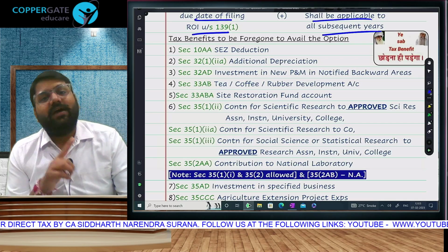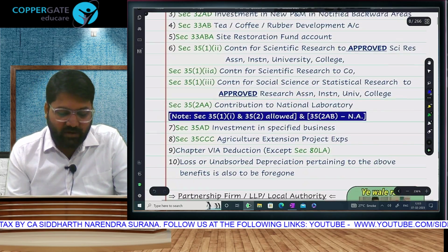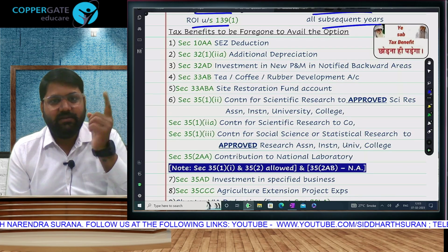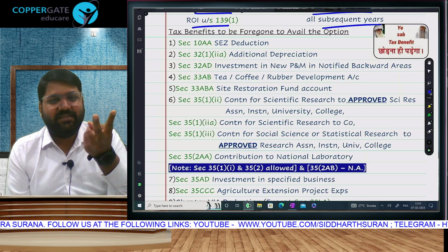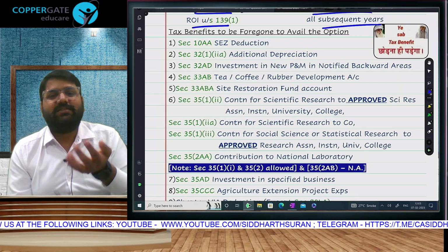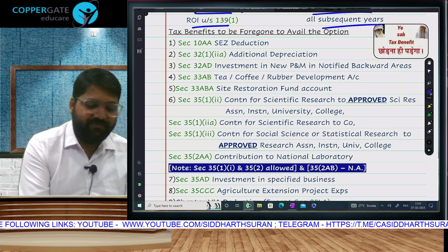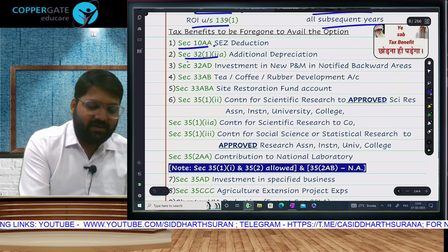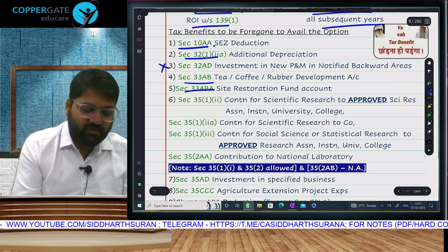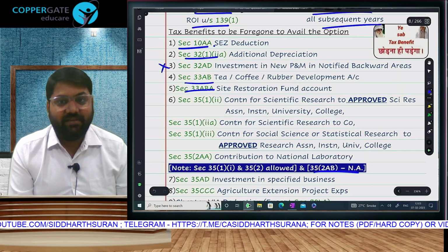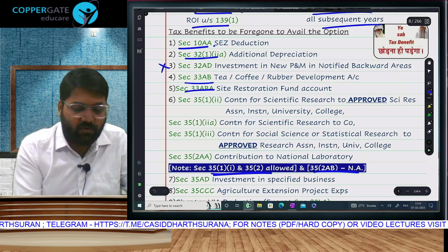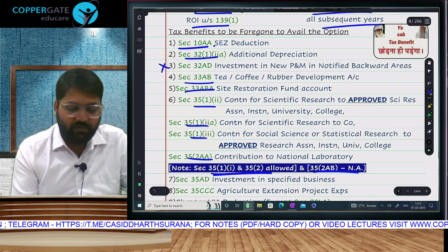Good thing is that there were 20 in 115BAC. Here there are only 10, and these 10 are out of those 20. Some of them apply only to individuals, like all the salary benefits: leave travel concession, HRA, standard deduction, family pension under IFOS, MP MLA allowance. Just remove those 10, and the remaining 10 are here. Which ones? SEZ deduction, additional depreciation, this you can delete, as I told you that this was only till 1920. Tea, coffee, rubber, site restoration, scientific research: out of 7, this is not applicable because this is only for company. These 2 will be allowed when you do capital or revenue expenditure for your own business. These 4 will be disallowed in the new regime.